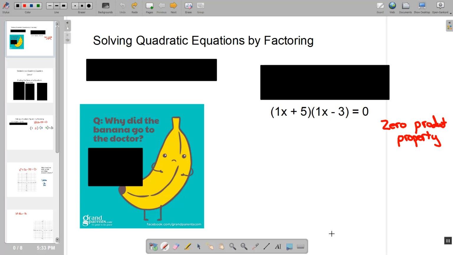This video is going to go over a concept called factoring, and specifically solving quadratic equations by factoring. We've been solving quadratic equations by graphing, which I know is everybody's favorite topic, and now we're going to be doing it by factoring.